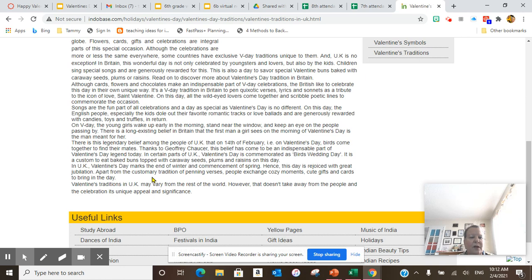14th of February, birds come together to find their mates. And again, lots of people, it's called Birds Wedding Day. And in one country, I think it's Guatemala, they had a mass wedding ceremony in the square. So it's very cool. It's very cool.